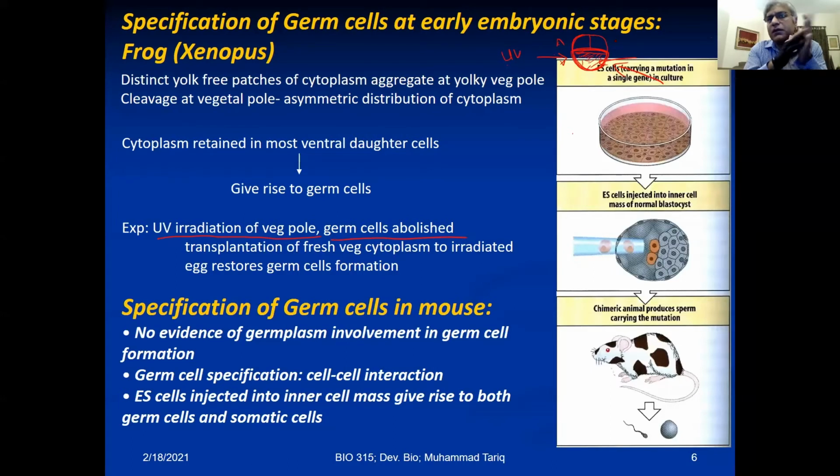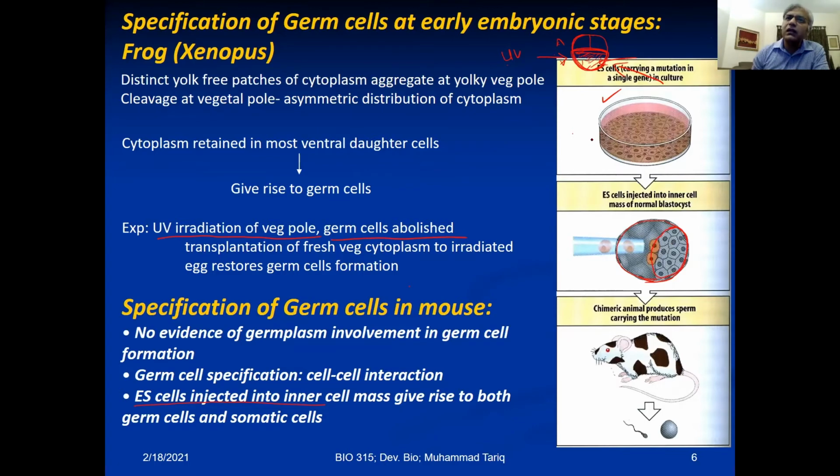In case of mouse, there's no indication that we have germ plasm. There's no evidence that there is specialized germ plasm which is involved in specification of the germ cell. How do we know this? Because if you take embryonic stem cells and inject them at early blastocyst stage, where we have the big, fluid filled cavity, we have these trophoblast cells, which are the extra embryonic, and then we have this inner cell mass, the disc shaped cells.